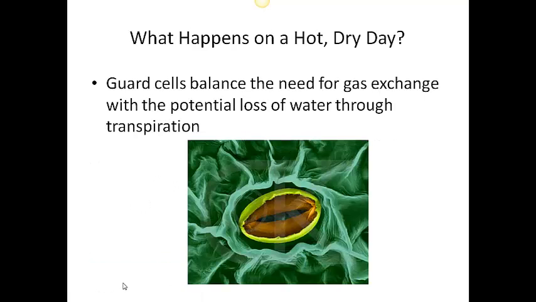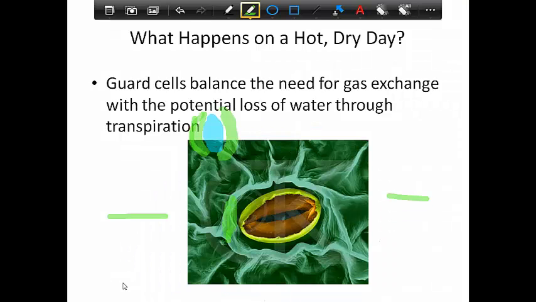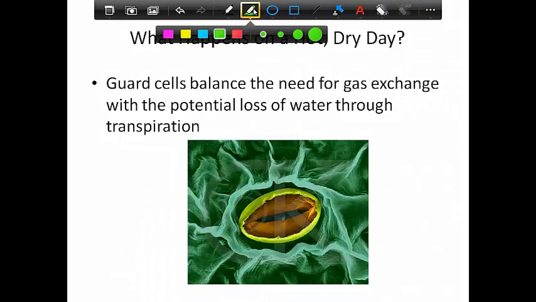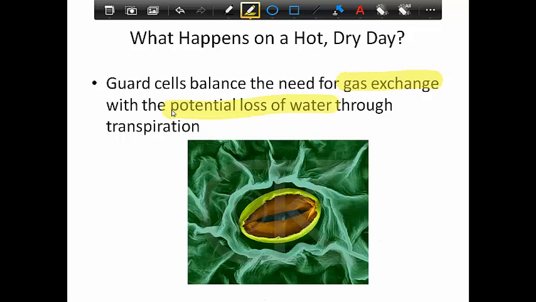Okay, so the last thing to talk about with the stomata is, on a hot, dry day, what's going on? I think we've touched on this already, but I want to make sure you understand that these guard cells are really responsible for making sure that we've got this gas exchange happening. The main purpose of the stomata is to allow the plant to exchange the carbon dioxide and the oxygen for photosynthesis. At the same time, though, the plant needs to worry about potential loss of water. So if it's a hot, dry day, it's better for the stomata to stay closed and conserve water than it is to stay open to exchange those gases.